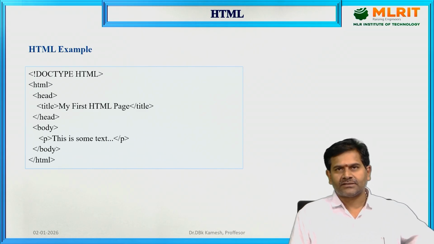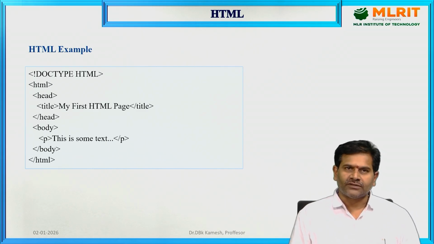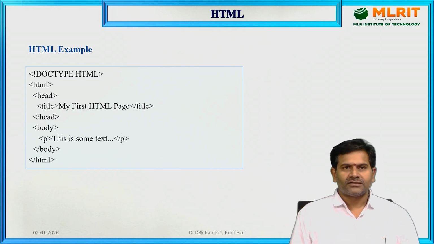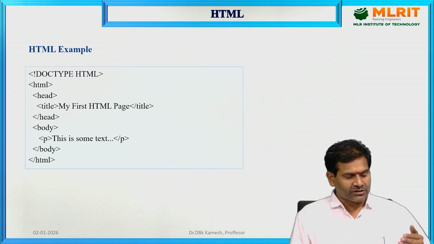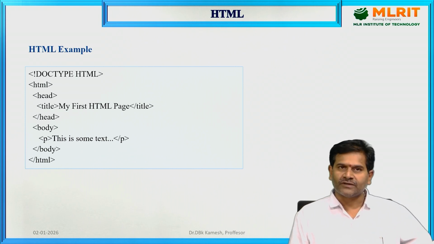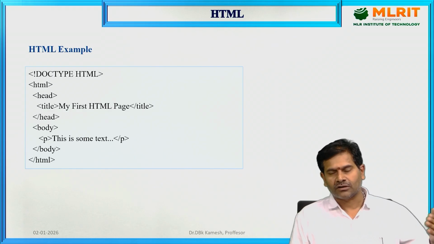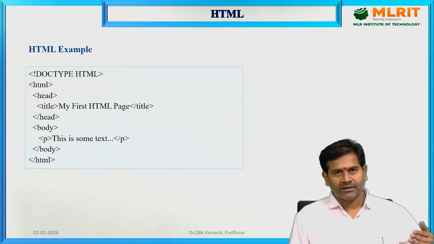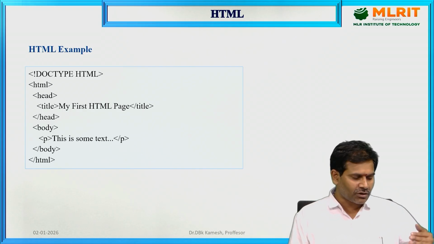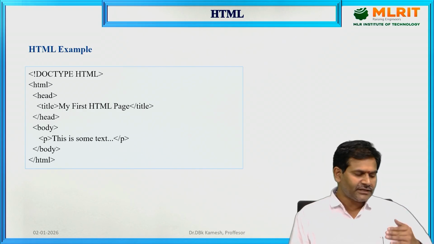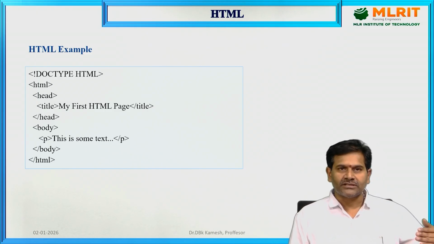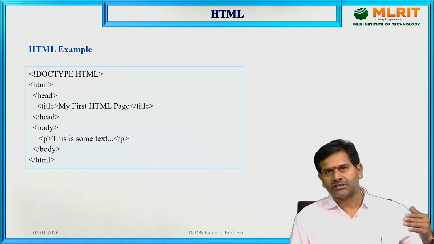Next, how to write a program. In the first HTML example, we use the document type declaration, the first tag, called document type HTML. Then there are three blocks available. The first is the header part, the head. The next is the body part. These are the two halves used in the HTML example.